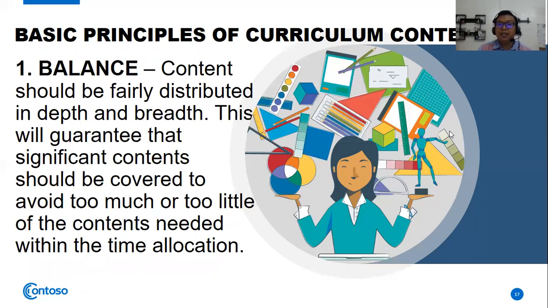This will guarantee that significant content should be covered to avoid too much or too little of the contents needed within the time allocation. It does not mean now, okay, I have these 18 topics and I will give 1 hour per topic, and that's balance. No, balance means there is equality based on the difficulty or complexity of the contents or of the body of knowledge to be delivered. Meaning, topic 1, it seems difficult, so I'll have to give 2 hours. Topic 2 is not very difficult, I'll give it only 1 hour or 30 minutes. So that is balance.